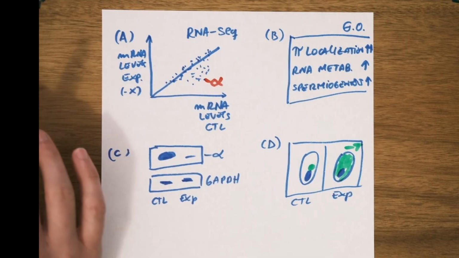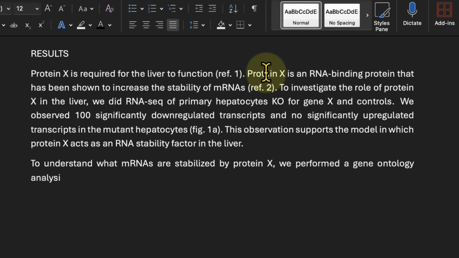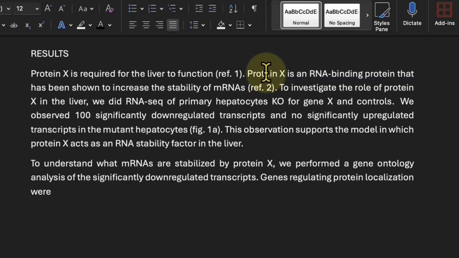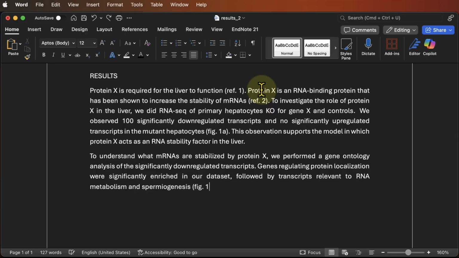So let's go through these 3 panels that are remaining just to have an idea of how the whole process works. So now if we move to the gene ontology, we can say, okay, to understand what mRNAs are stabilized by protein X, we perform a gene ontology analysis of the significantly downregulated transcripts, and then we explain the results. Genes regulating protein localization were significantly enriched in our datasets, followed by transcripts relevant to RNA metabolism and spermiogenesis. So this is the description of the results, and we say these are in figure 1b.